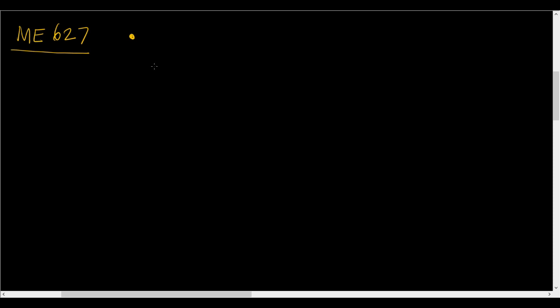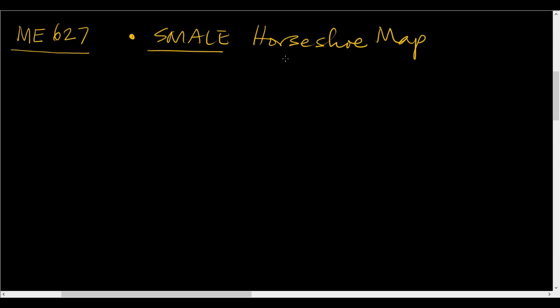Today we will do several things that will lead to the Smale Horseshoe Map. And this is really important for understanding chaos. It involves a different kind of thinking with symbols, and you will see how that works. But to do that, we have to do a few things first.